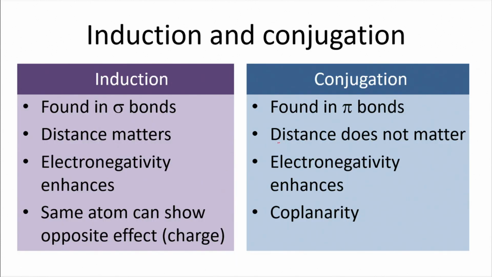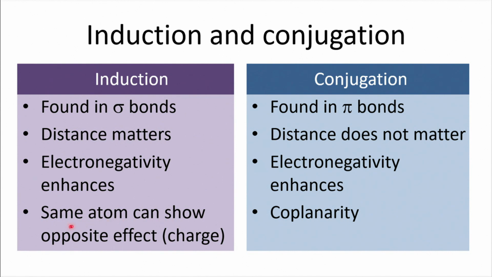Let us briefly compare induction and conjugation. The induction is actually found in sigma bonds, that is what we have seen. The sigma framework is very crucial for induction, whereas conjugation is mainly through the pi bonds. In the case of induction, distance matters, that is what we have seen. Alpha groups contribute more compared to beta and gamma, whereas in the case of conjugation, distance does not matter because we have extension of conjugation. So that means it can actually go beyond a few bonds. And induction is enhanced by the electronegativity, but conjugation also is enhanced by electronegativity of the groups involved.